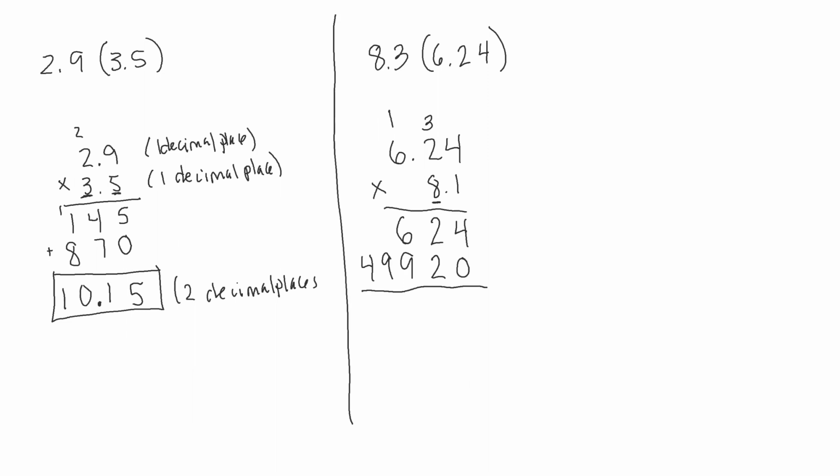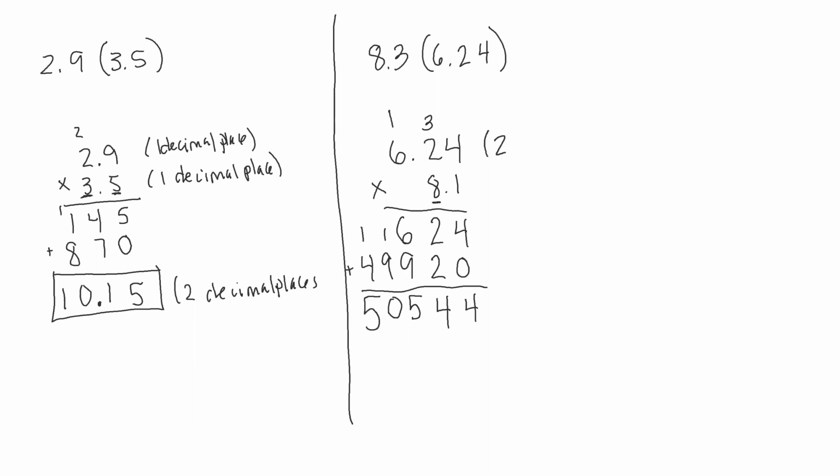I've got my 2 partial products. I add. 4 and 0 is 4. 2 and 2 is 4. 6 and 9 is 15. So keep a 5, carry a 1. 9 plus 1 is 10. Keep a 0, carry a 1. 1 and 4 is 5.